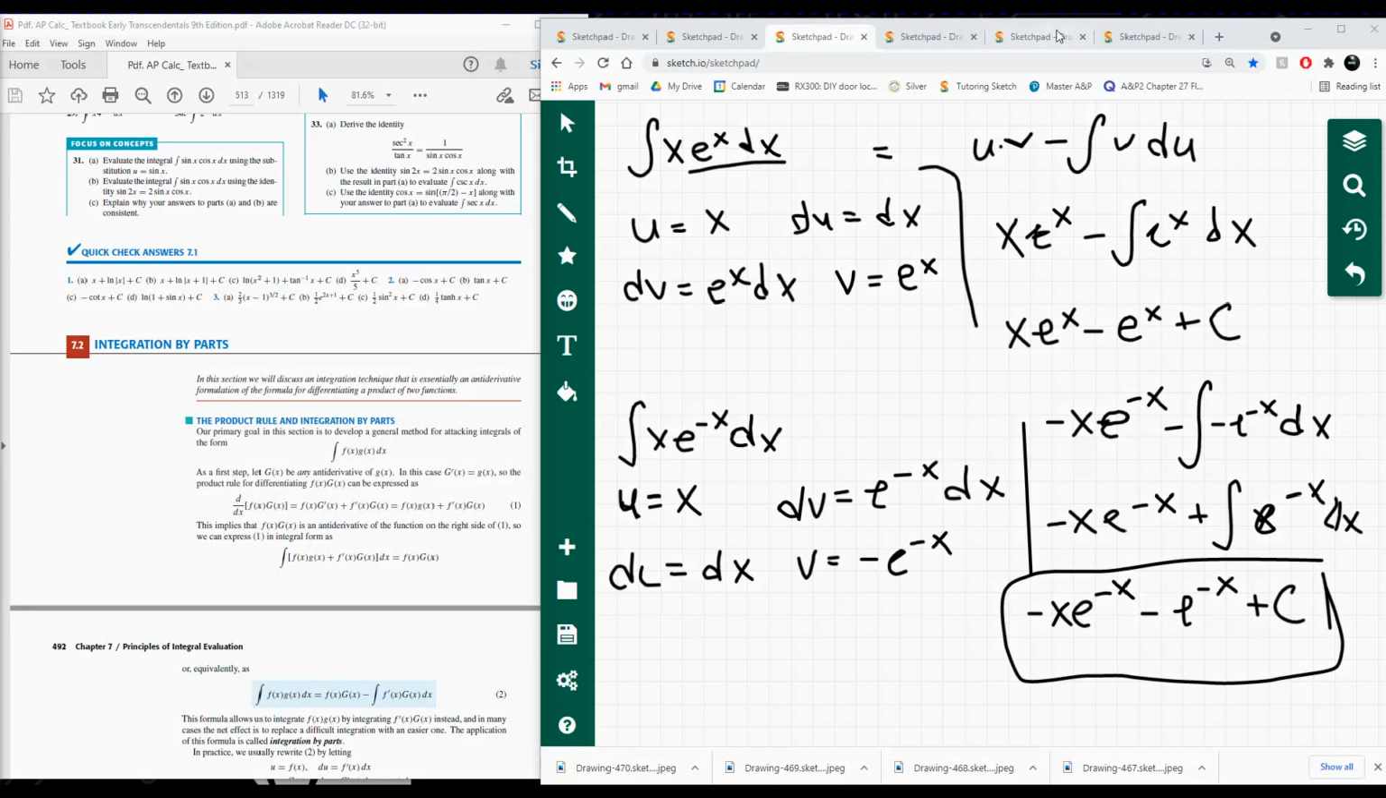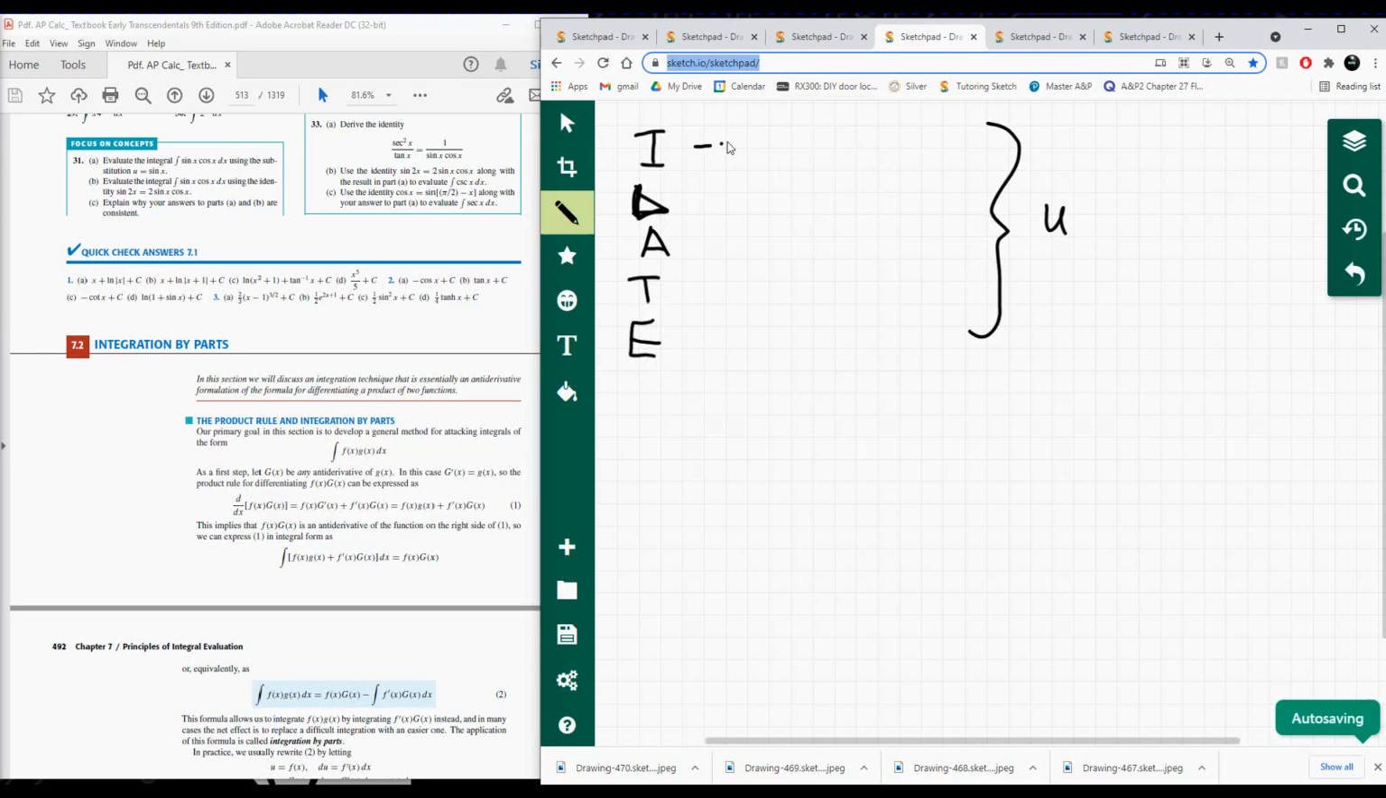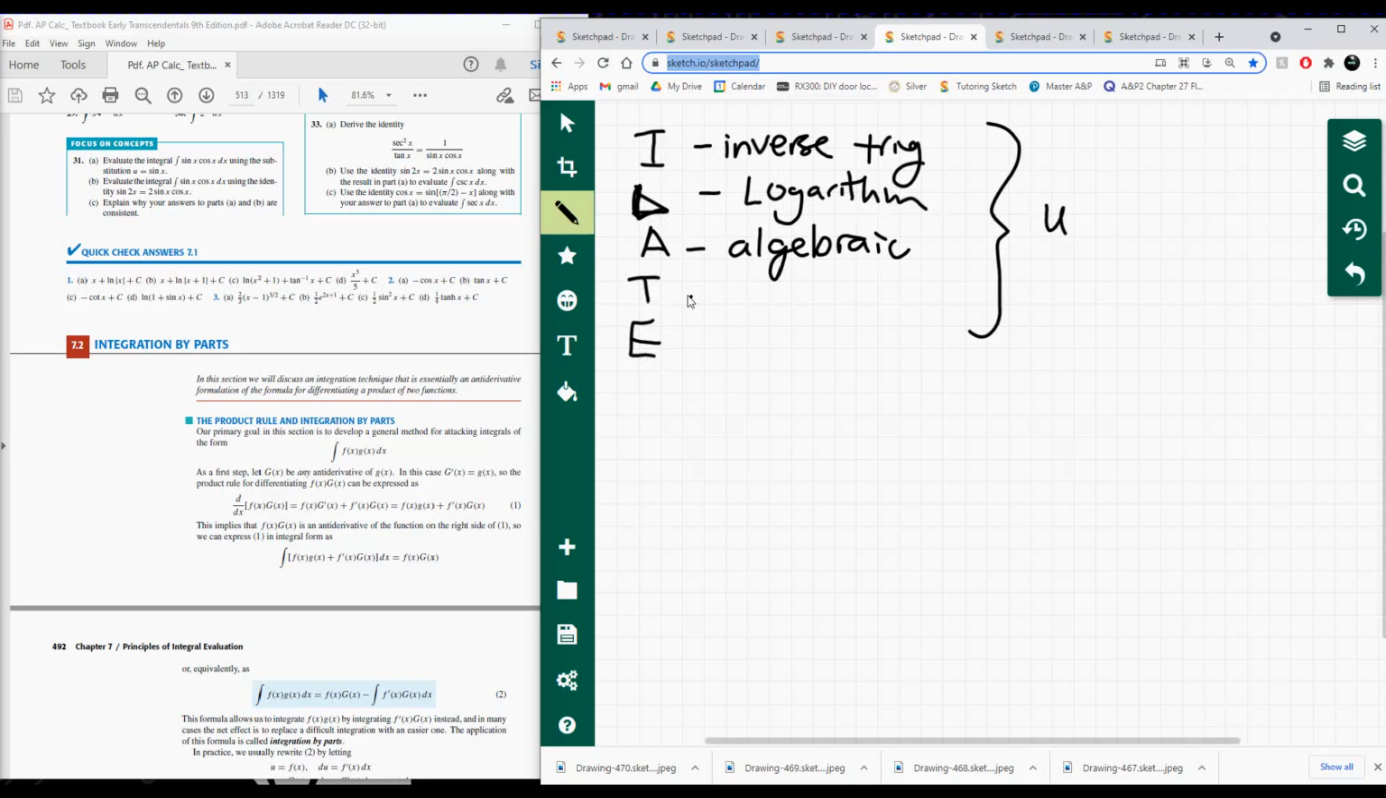So far, based off the past examples, you may think that whenever we have a product, it's always a good idea to set u equal to the non-cosine, non-exponential form. But in fact, there's a particular pattern, and this pattern is called ILATE. This pattern tells you what precedence to use in setting u, where the I stands for inverse trig, the L for logarithms, the A is algebraic, the T is trigonometric, and the E is exponential.